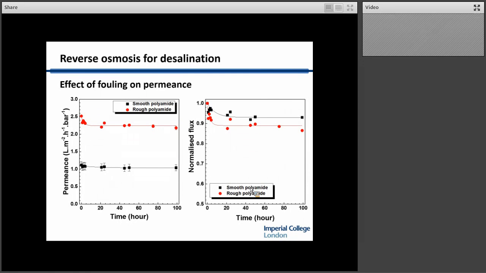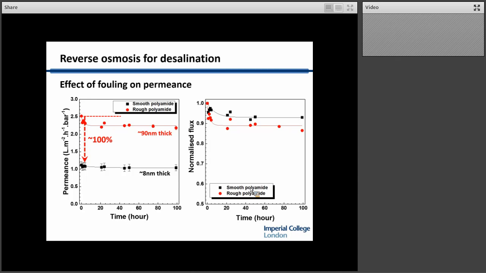When you look at the permeance, or the flux of the membrane, it turns out that the rough membrane has a permeance of double or more the smooth membrane. And I'll come back to that shortly when I get onto organic solvents. So it has a higher permeance. So it turns out that the membrane, which appears to be 90 nanometers thick, has a much higher permeance than the one which is 8 nanometers thick.